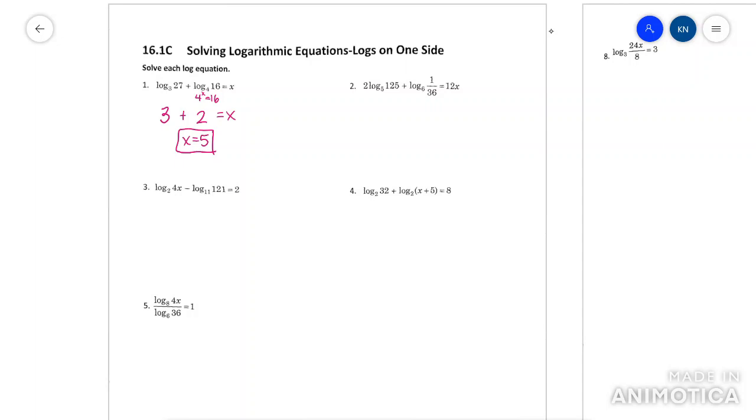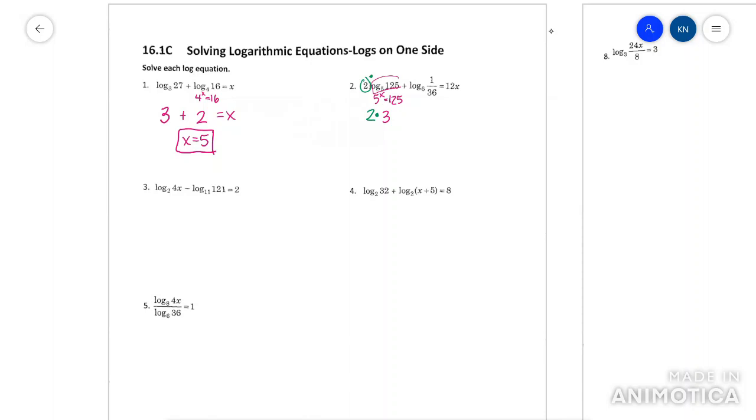All right, let's look at number 2. When you see a number in front of the log, you kind of want to ignore it at first and just evaluate this part. So if you evaluate this part, it's like 5 to what power makes 125? Well, that has to be the third power. Now you can be like, okay, now I had a 2 in front that was multiplying, right? So 2 times this whole section right here, the green and pink. Now you still have the log base 6 of 1 over 36.